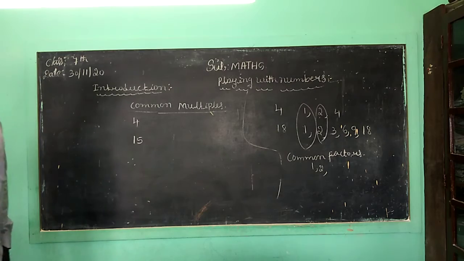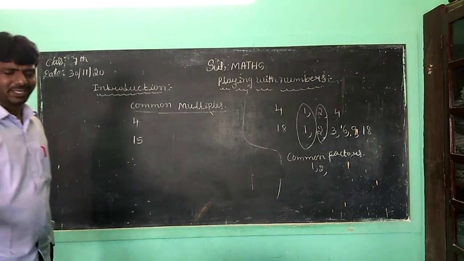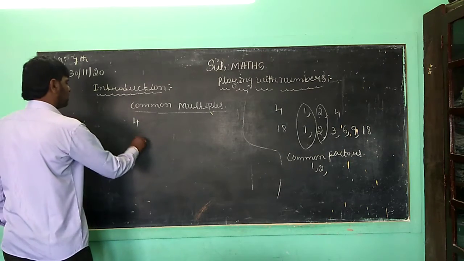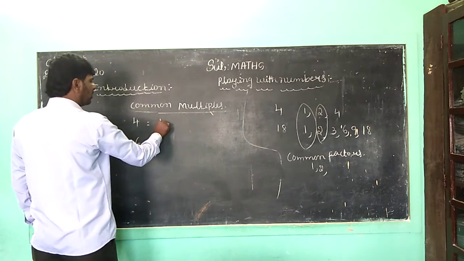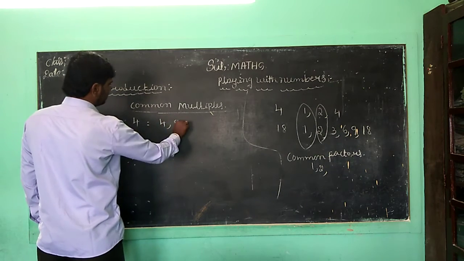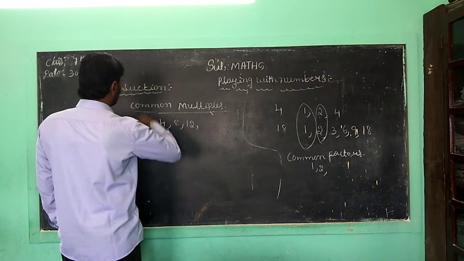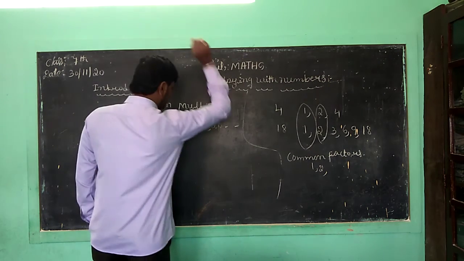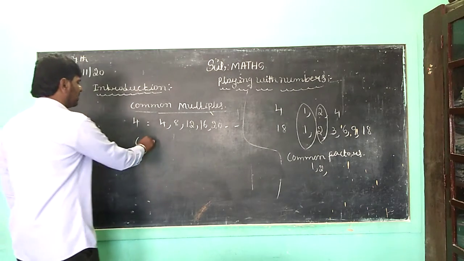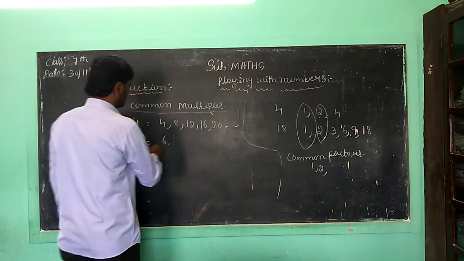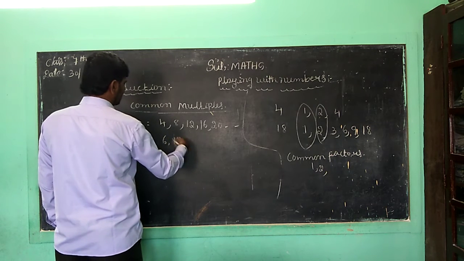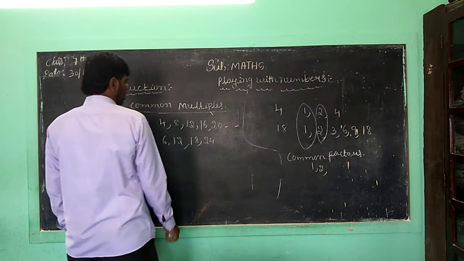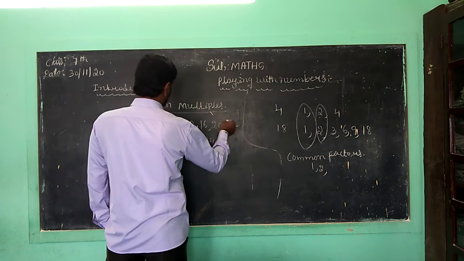Children, now we want to discuss common multiples of 4 and the smallest number, for example 6. 4 ones are 4, 4 twos are 8, 4 threes are 12, 4 fours are 16, 4 fives are 20, and so on. As well as 6 ones are 6, 6 twos are 12, 6 threes are 18, 6 fours are 24. Correct children? And 4 sixes are 24.